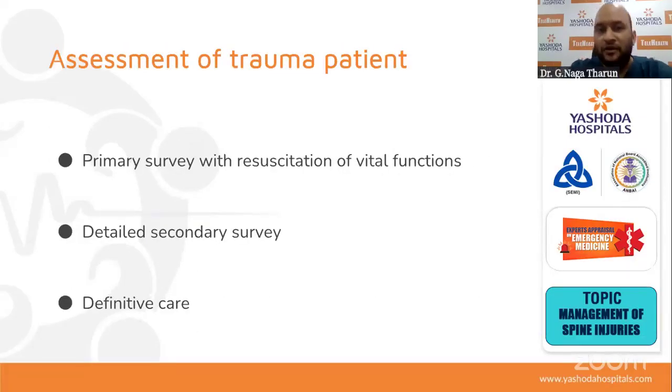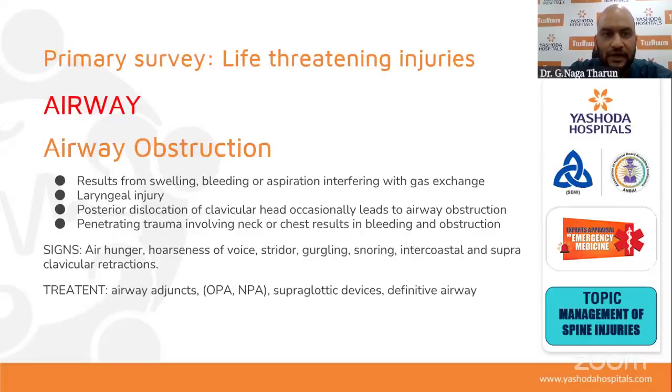Coming to the assessment of the trauma patient in thoracic trauma, there is a primary survey with resuscitation of vital functions, where we have to rule out problems in ABCD, followed by a detailed secondary survey and definitive care depending upon the injuries. In the primary survey, we follow ABCD and treat the most important injuries first, because they may be life-threatening.